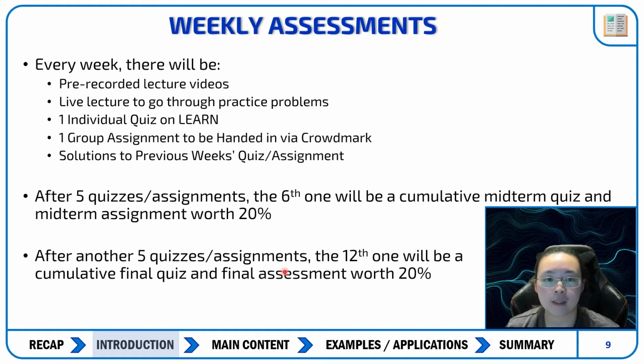So weekly assessments, like I said before, every week it's going to be the exact same structure: pre-recorded lecture videos, live lecture, individual quiz, and then group assignment. Every single week, I will definitely be posting the solutions to the previous week's quizzes and assignments. And when I provide solutions, they are step-by-step solutions so that you can see how I think. So that's already discussed.